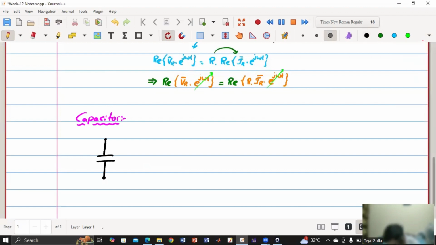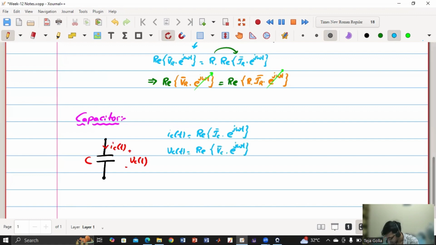So let us consider the current as IC of t and the voltage as VC of t, and the capacitance value is C. First we are writing the generalized expression. IC of t is equal to the real part of IC bar into e to the power j omega t, and VC of t is equal to the real part of VC bar into e to the power j omega t. Now, I know what the capacitor voltage-current relationship is.